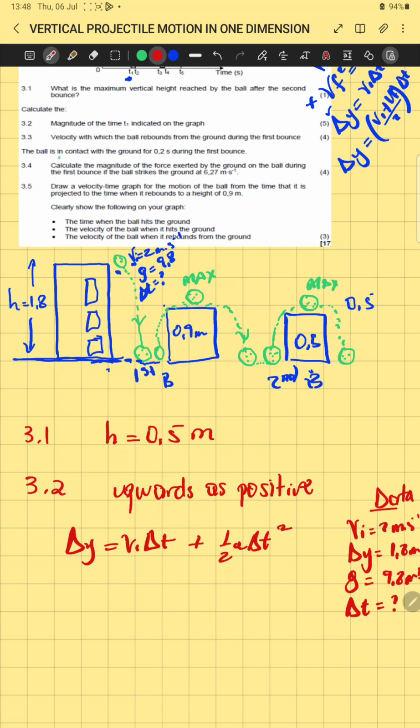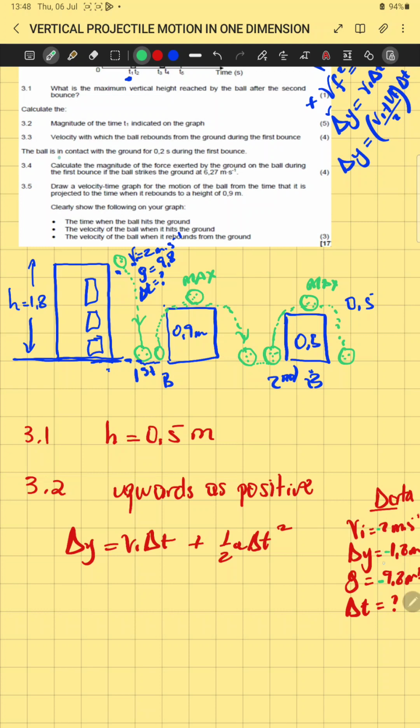Then I will begin to substitute. Just before we substitute, I want us to consider the fact that if we have chosen upwards as positive, that means 9.8 will be negative, and as well as the height, because right now the ball is going down, so that means delta y will be negative as well. And there's also the 2 meters per second, because it's also going down, so it will be negative as well. So these are the things that I wanted us to take note of just before we start.